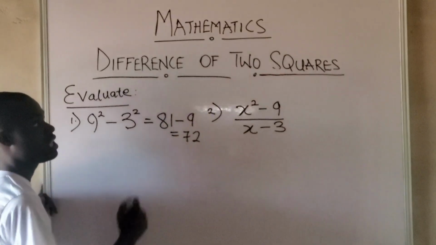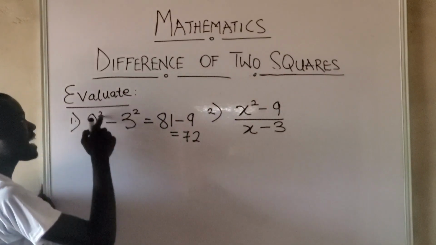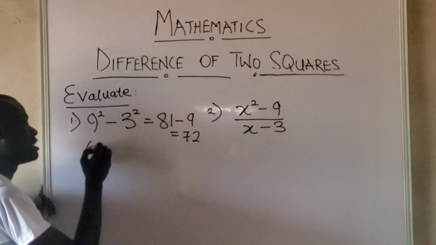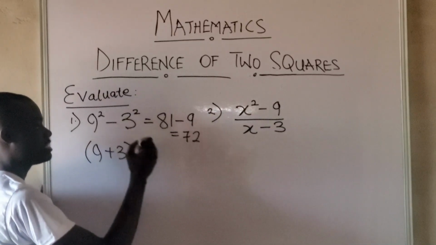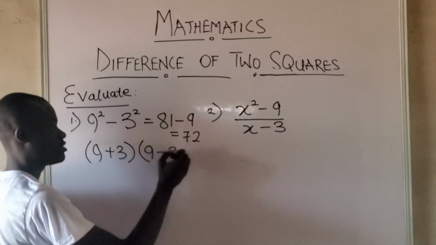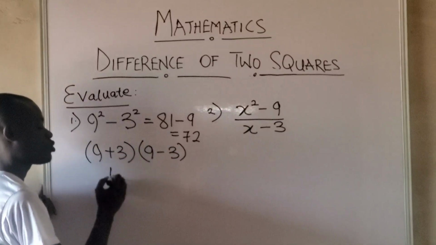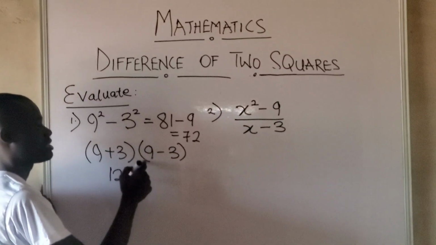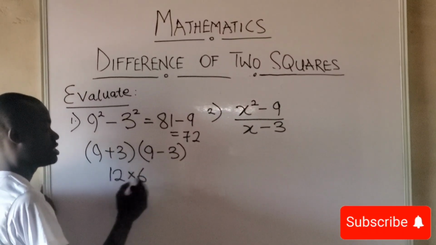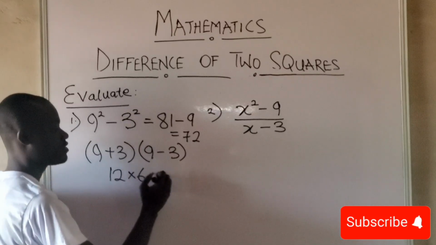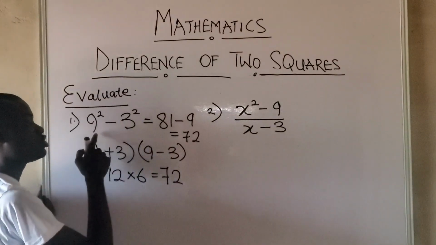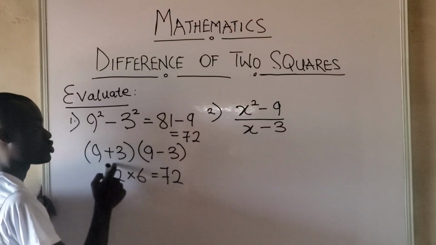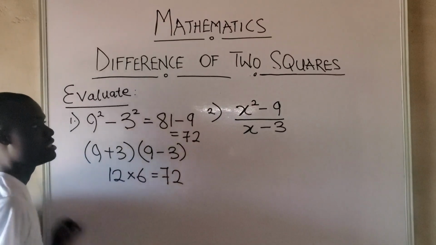Now applying this knowledge of the difference of two squares, 9 squared minus 3 squared becomes 9 plus 3, remember the sum, times the difference, 9 minus 3. Now 9 plus 3 is equal to 12, times 9 minus 3, which is equal to 6. Again 12 times 6 will give us 72. So in essence, the difference between two squares is equal to their sum times their difference.